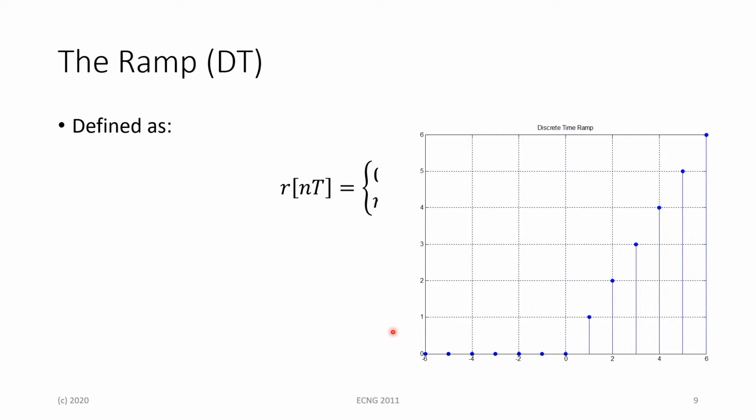The discretized form of the unit ramp is basically... Why is this here? I do not know why this is here. Hold on.